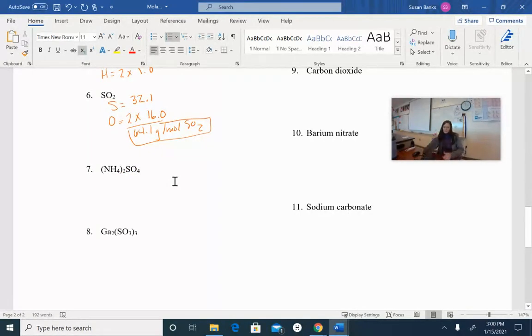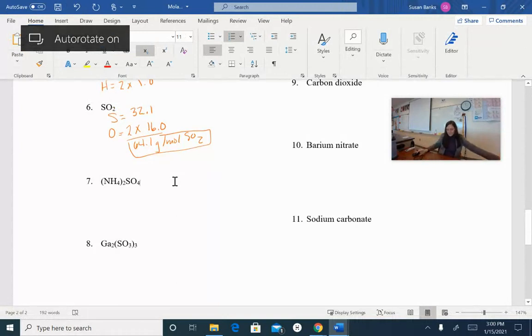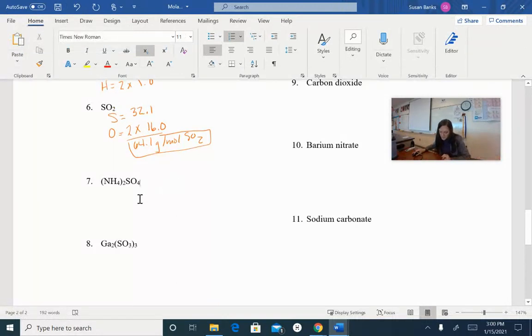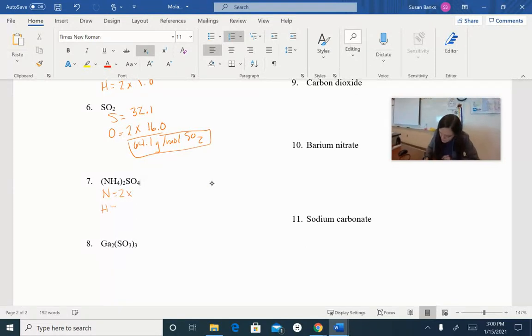Ammonium sulfate. Okay, so let's go with that edit. So how many nitrogens do we have? 2 times 1 gives me 2. How many hydrogens do I have? 2 times 4 gives me 8.